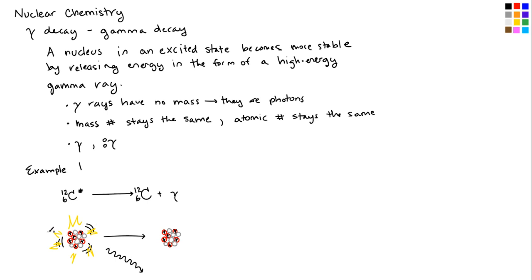So here is our carbon atom in an excited state. I'm going to put in parentheses, it has too much energy. So it's unstable, it has too much energy. Okay? And then when we look over here, we have our carbon atom in a more relaxed state, which means that it is more stable.